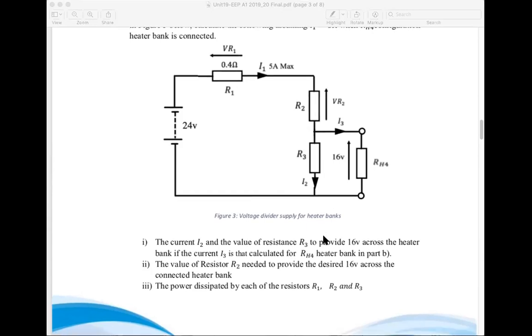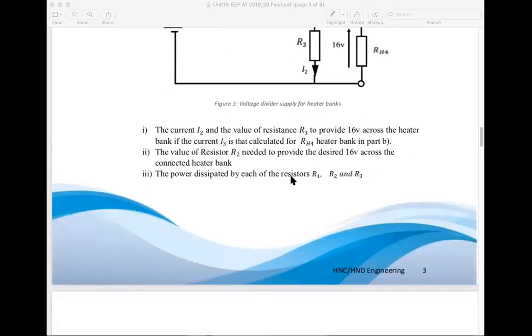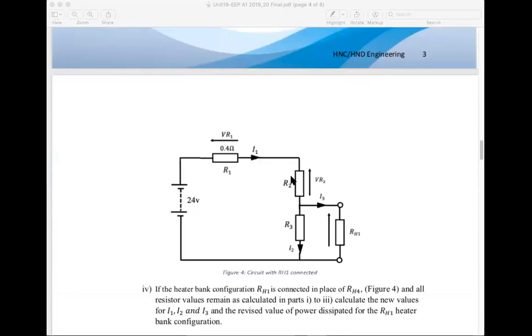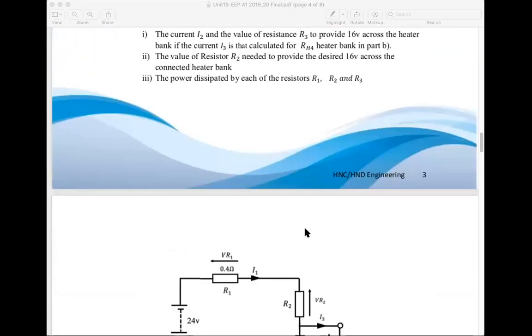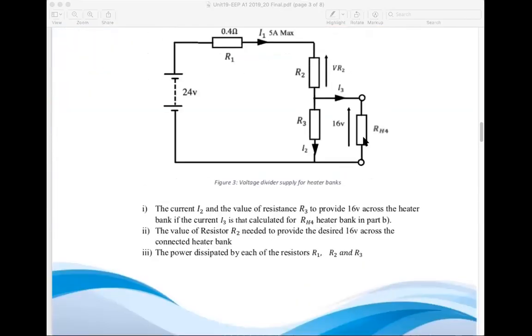And therefore, you can find the power dissipated in these resistors, R1, R2, and R3. Then, what it's saying is, that's all with the highest power heater bank configuration connected, RH4.